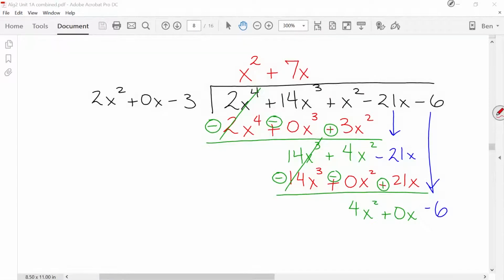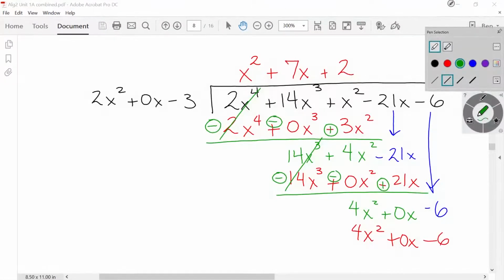2x squared times what is 4x squared? Well, 2 times what is 4, and that is 2. And then x squared times what is x squared? It's just 1. So that means that 2 times 2x squared is 4x squared. All right, I'll keep going, multiplying 2 times everything in the divisor. 2 times 0x is just 0x, because 0 times anything is 0. And then 2 times negative 3 is negative 6. Okay, I like how those are the exact same. That makes me feel like I'm on the right track.